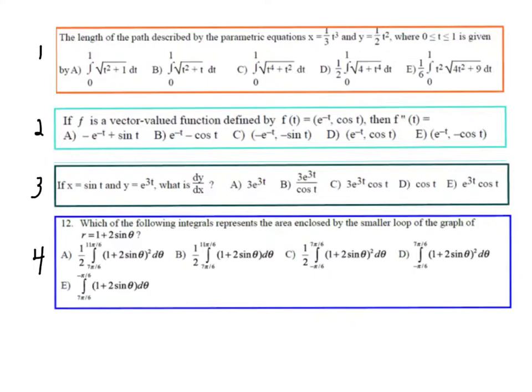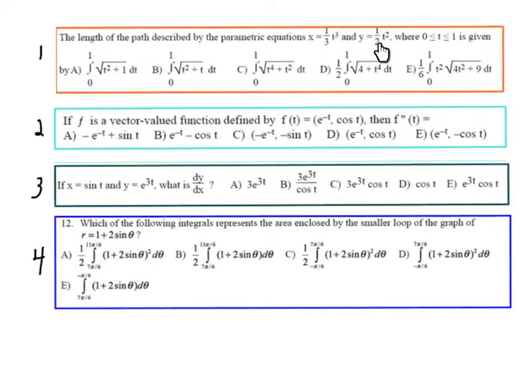Like this first one, you see the length of the path described by the parametric equations. So length, of course, we recognize as the arc length formula, so remember that formula. Remember, this could also be the total distance traveled by a particle using these as its position vectors. Okay.